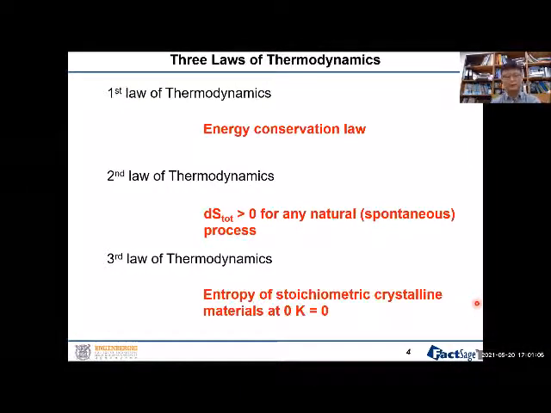Yeah, that's correct. So the entropy of the perfect crystal or stoichiometric crystalline material at 0 Kelvin is zero. That's the third law of thermodynamics. So you see, you learn thermodynamics, even if you don't remember the first, second, and third laws, because in fact you don't need any of these laws to apply thermodynamics. I just want to refresh you a little bit, and I hope everyone can focus more on this lecture. That's why I bring up these three laws.